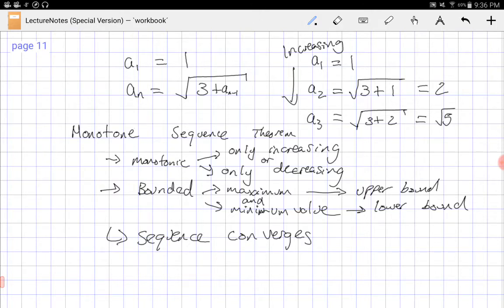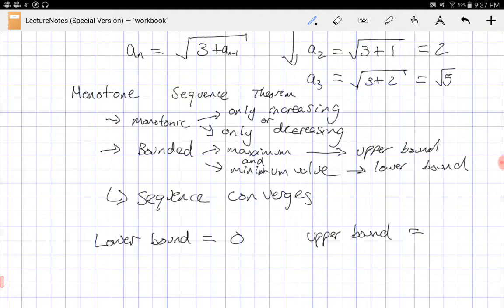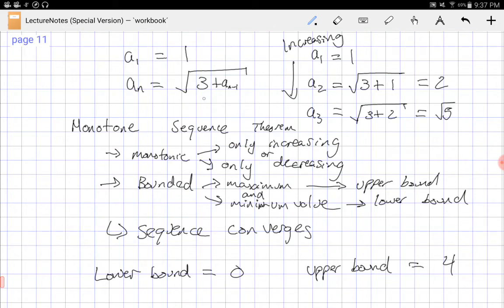And then I'm going to guesstimate a bound. Since I have a square root here, the minimum value that an could be would be 0. So my lower bound, I'm going to guess, is 0, and my upper bound I'm going to guess is 4. So why did I guess 4? By looking at it, it doesn't look like it'll exceed 4. But if it does, once again, my proof will let me know.